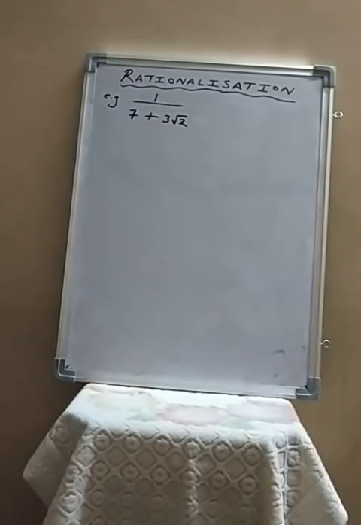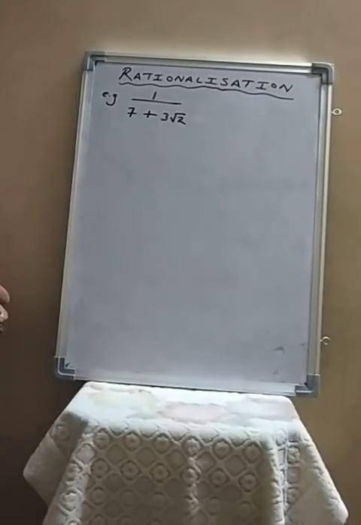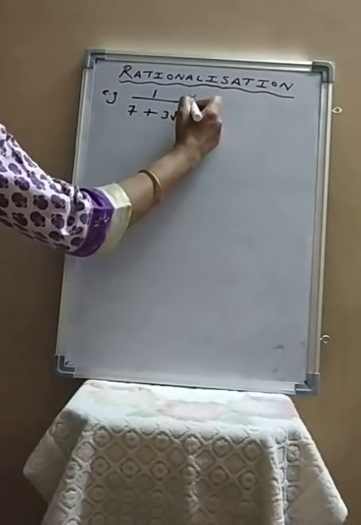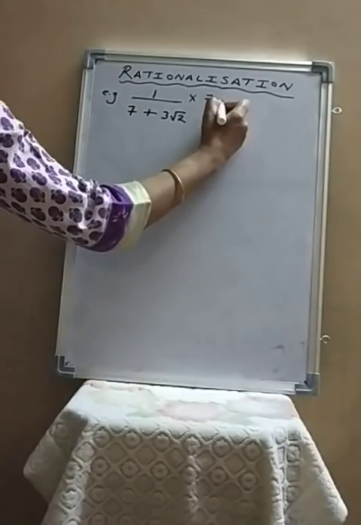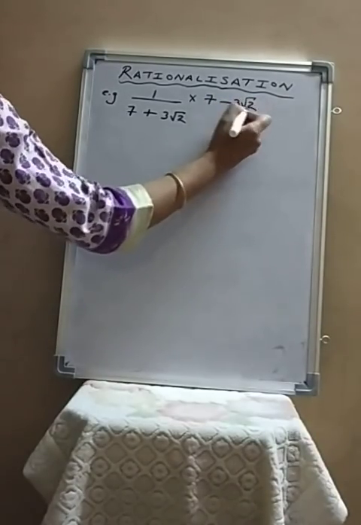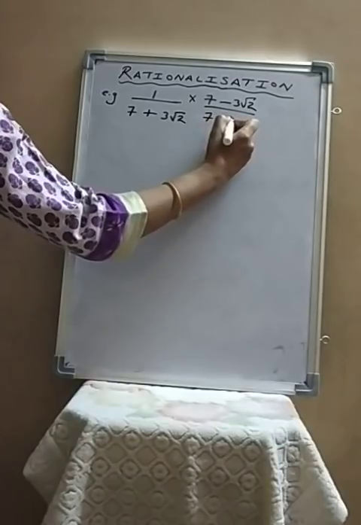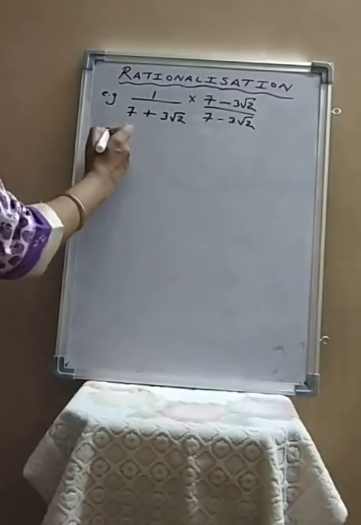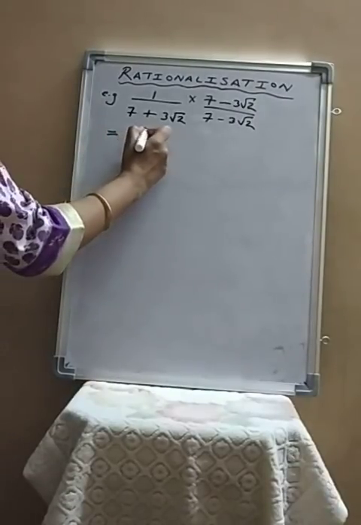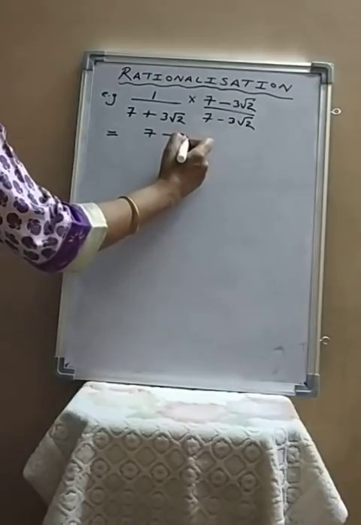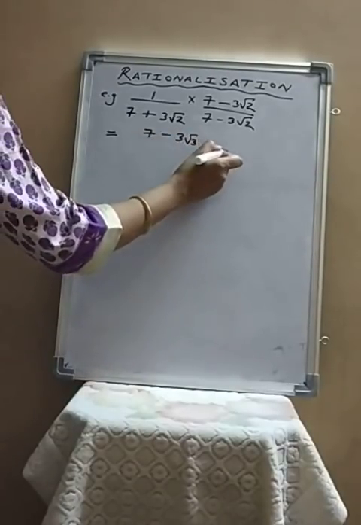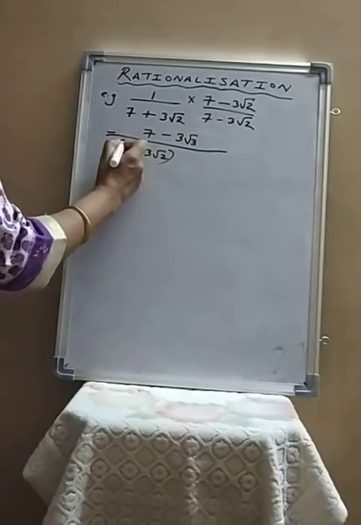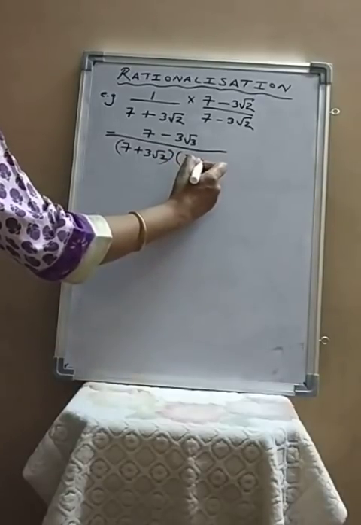Let us take one more example. In this example, we have 1 upon 7 plus 3 root 2. Here the rationalizing factor is 7 minus 3 root 2. So multiply the numerator as well as denominator by 7 minus 3 root 2. In the next step, numerator is same, 7 minus 3 root 2, and in the denominator we have 7 plus 3 root 2 multiplied by 7 minus 3 root 2.